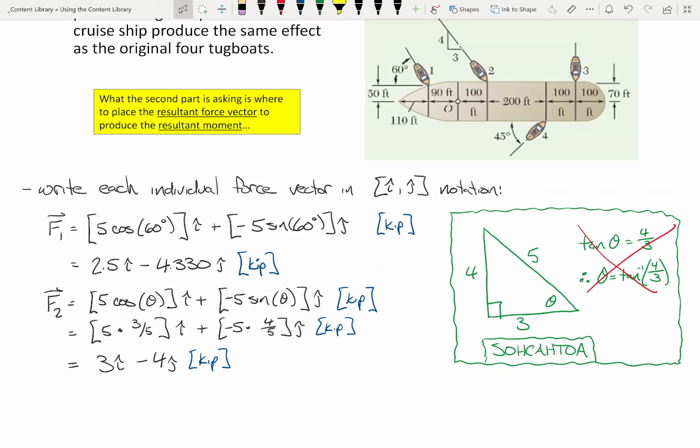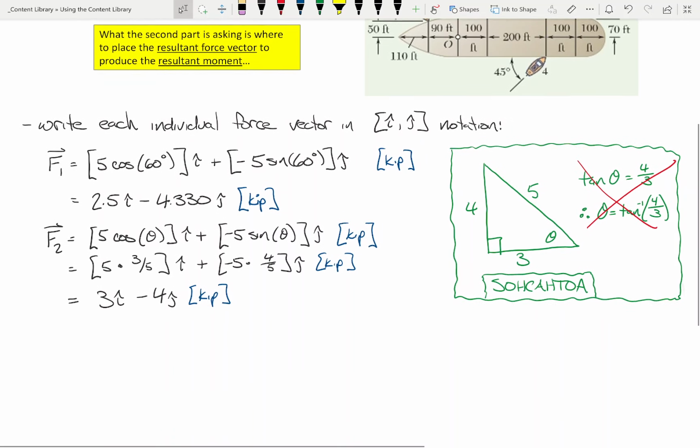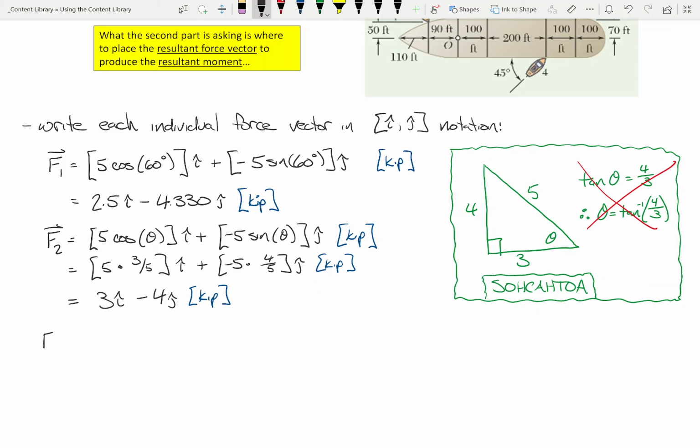Now what about F3? How are we going to describe F3 as a vector? Negative 5 what? J, because it's going downward. 0i and 5j. So notice how I'm writing this kip unit over and over and over again. I'm going to organize this here in a little bit in a nice little table.